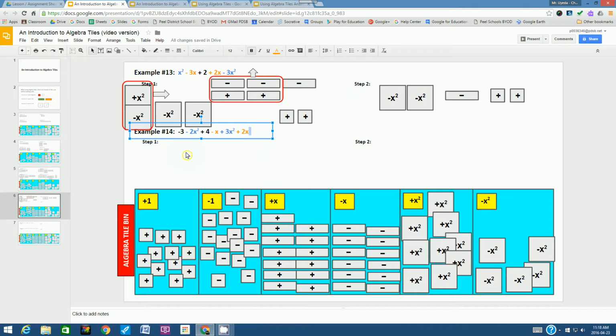All right, so I've got two terms with x squareds. I've got two terms with x's, and it looks like I have two terms of integers. All right, I'm going to give you a head start, and I want you to start building step one.